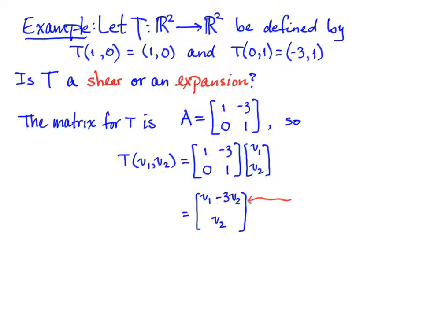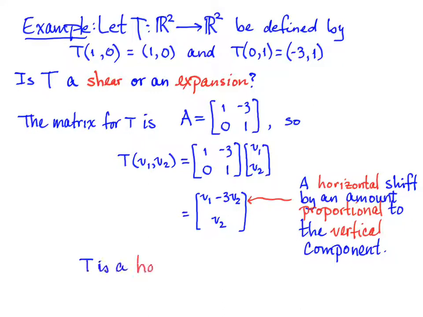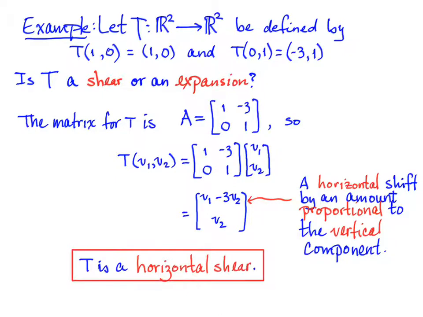So this is clearly a horizontal shift. So the first component got changed by an amount proportional to the second component. So that tells us that we do have a horizontal shear.